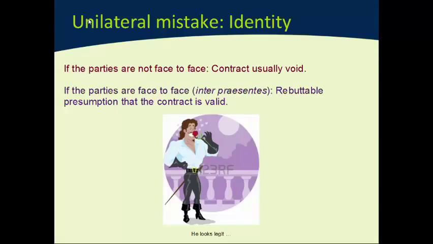So I guess what you would assume is that the greater the lengths that the party goes to hide their true identity and suck the other party in, the more likely it is that the mistaken party will be able to secure a remedy against them. So that's unilateral mistake as to identity.